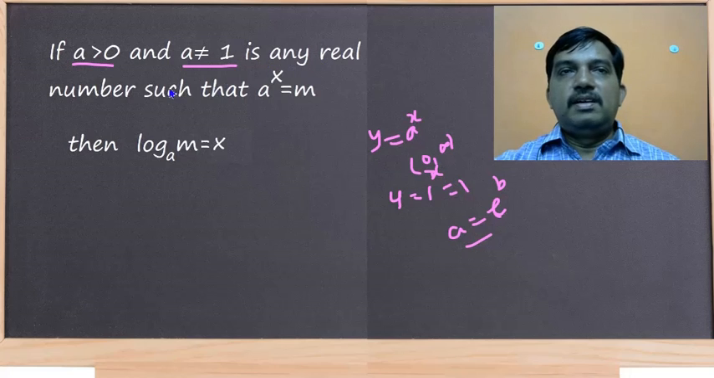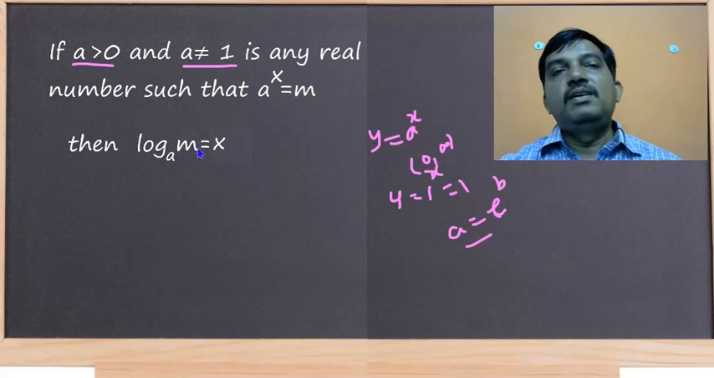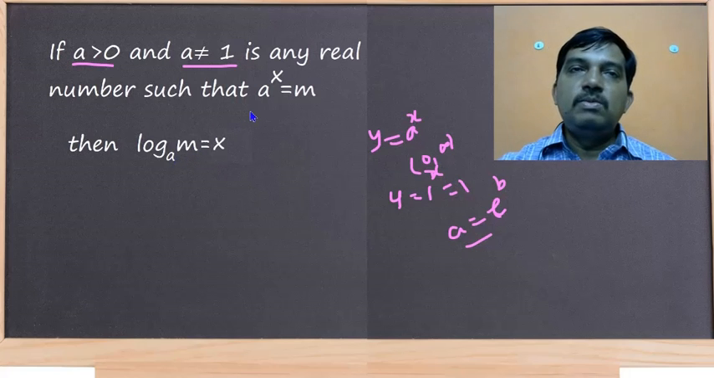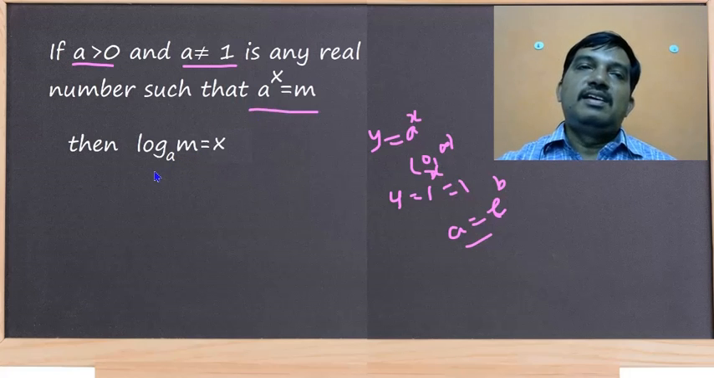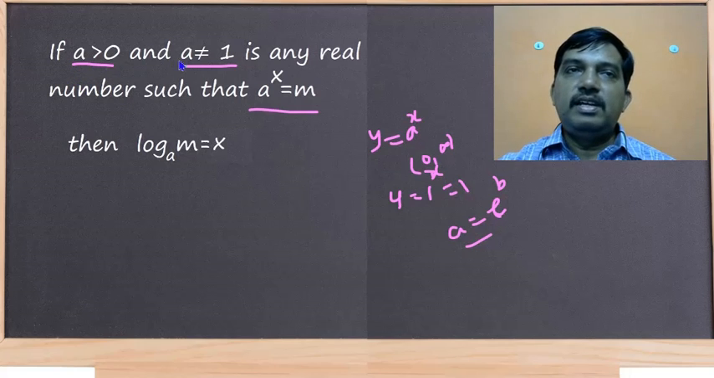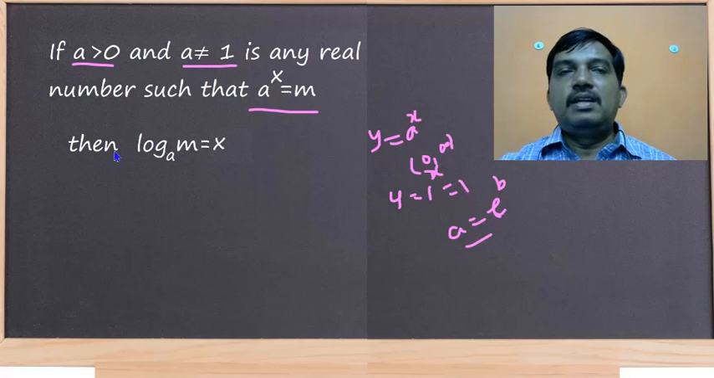And if it is any real number such that a power x is equal to m, you can take a power x equal to y. And if a power x equal to y, then what is the f inverse of x? F inverse of x exists here. It is both 1-1 and onto, and that is taken as logarithm of m to the base a, which is the inverse of this function. Thus, let us go through the definition again. If a is greater than 0 and a not equal to 1 is any real number such that a power x equal to m, then logarithm of m to the base a is equal to x.